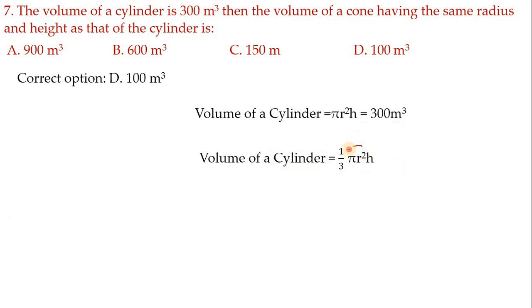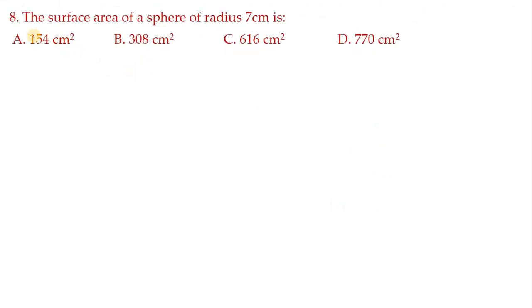Now in the place of this pi r square h we can write 300. So 1 by 3 into 300. Cancel this one. 3 ones are 3 and 3 ones are 3 and the remaining 2 zeros will be as this. So 1 into 100 is 100. So 100 meter cube. This is the correct answer. And this is a way of solving this problem, children. Next let us move on to the another problem.